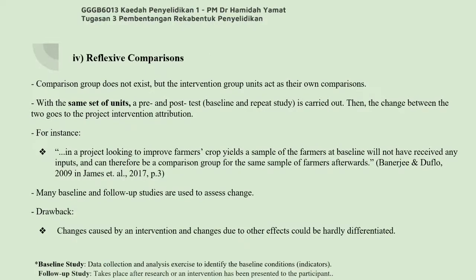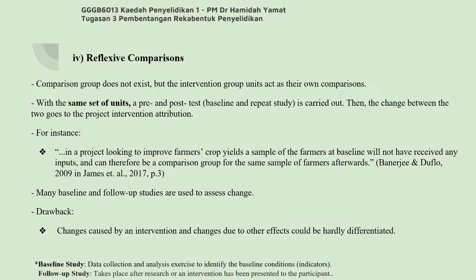Let's see an example given by Banerjee and Duflo. So this is how it's said. In a project, there's this project looking for how to improve farmers' crop use. So they have chosen a sample of the farmers for the pre-test. However, because these farmers did not receive any inputs at the beginning, it makes them eligible to be the comparison group itself afterwards.